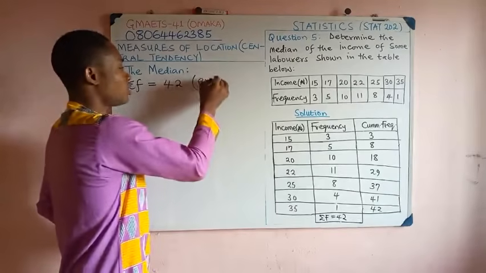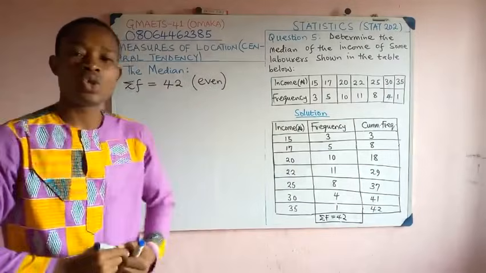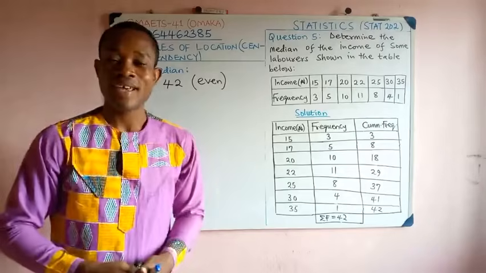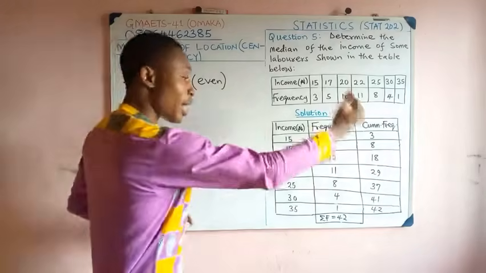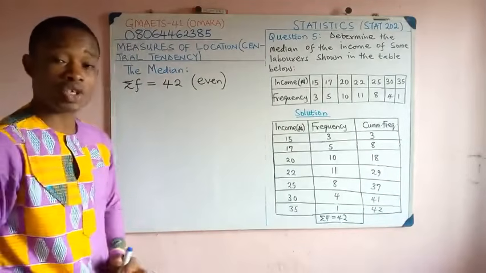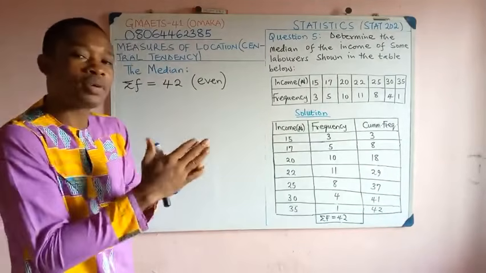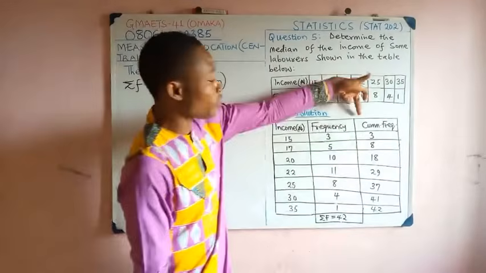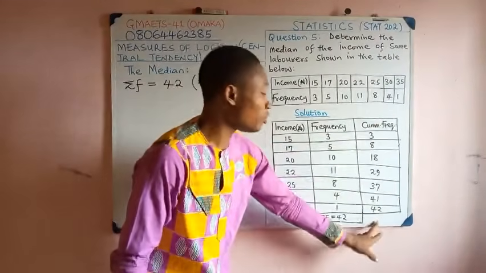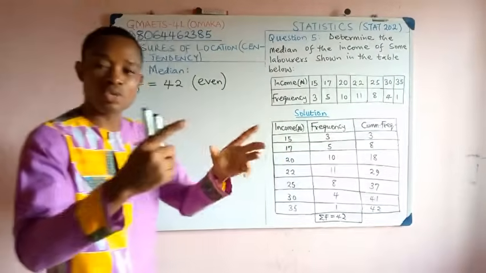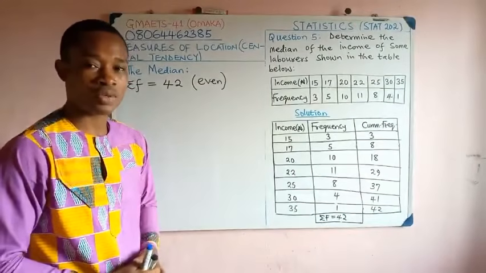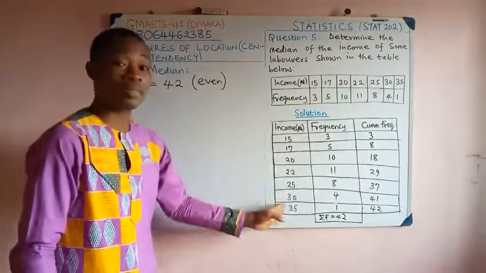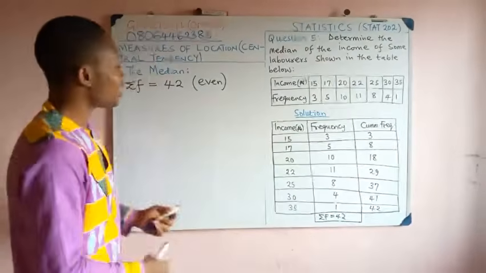It's an even number. Because it is an even number, then to locate our median position is going to be summation F over 2, counted from left to right and from right to left, to locate the median position. You're going to add up the two numbers and divide by 2. But of course, we are dealing with tables here, so we're talking about counting from top to bottom and from bottom to top. You locate the median position, the two numbers, add them and divide by 2. But of course, if you're locating it from the cumulative frequency column, we need to trace it to the income because the median is obtained from the income. So let us see that.